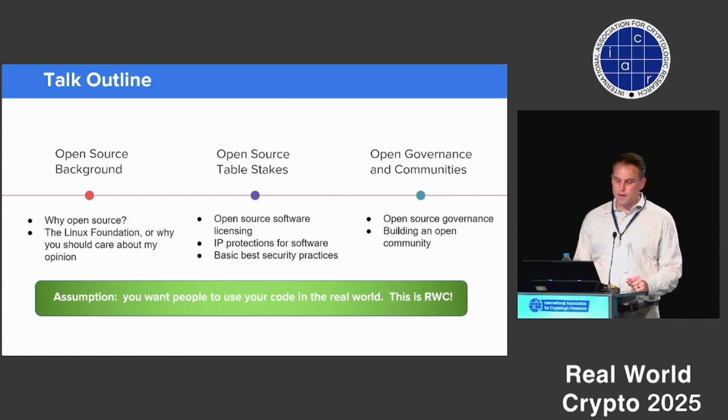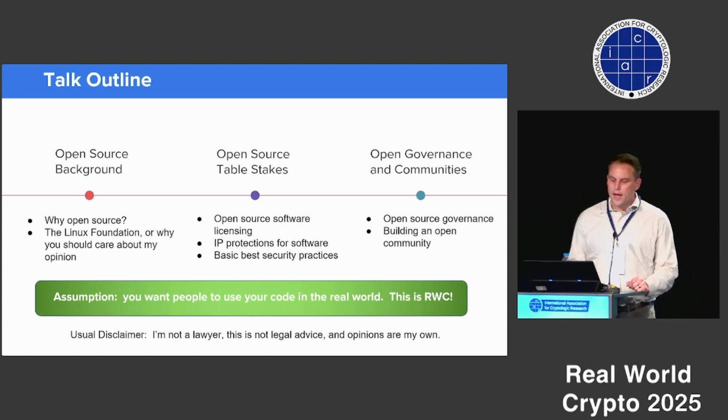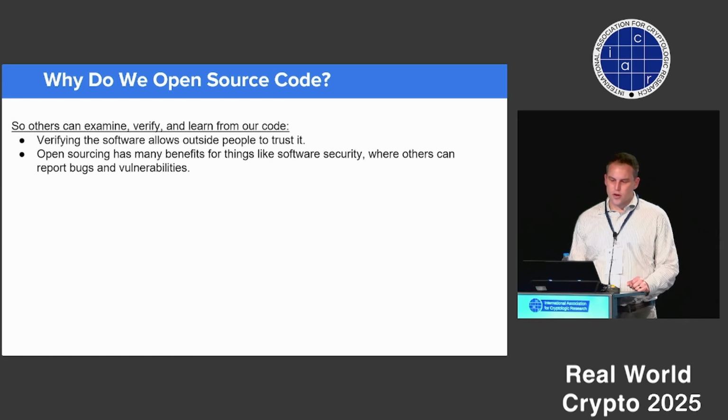I'm going to assume you want people to use your code in the real world. This is RWC after all, and the usual disclaimer, I'm not a lawyer. So let's get started. Why do we open source code?